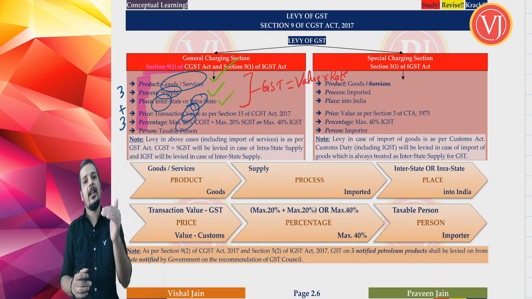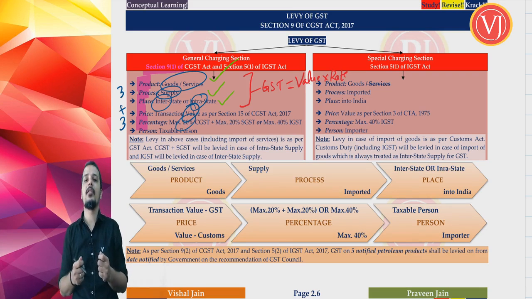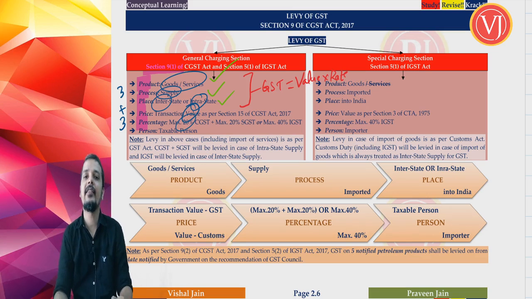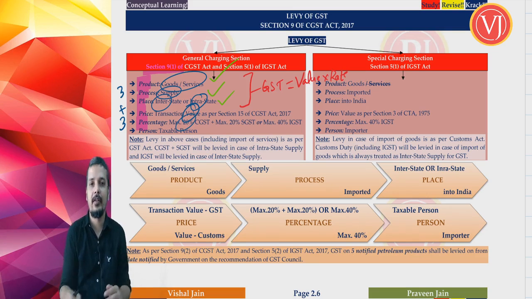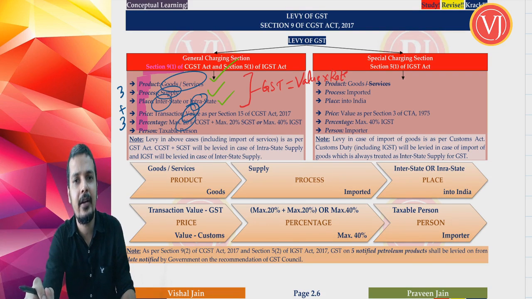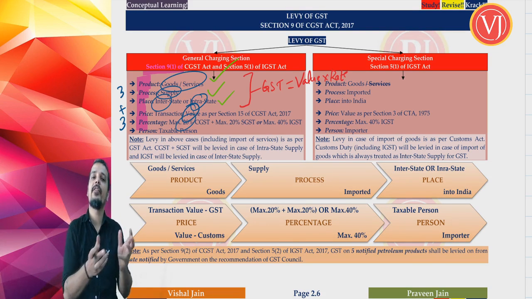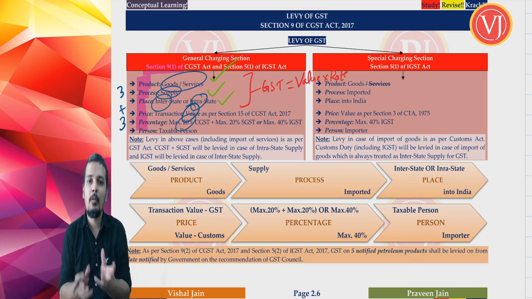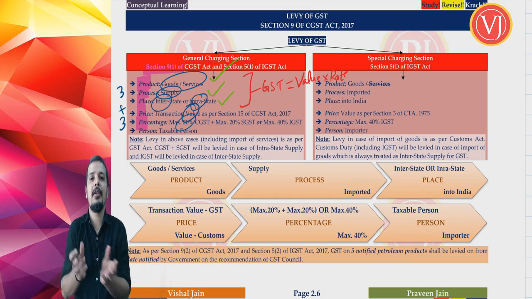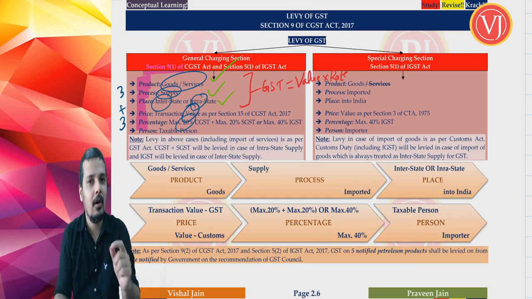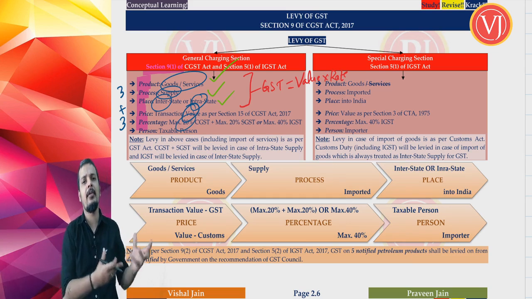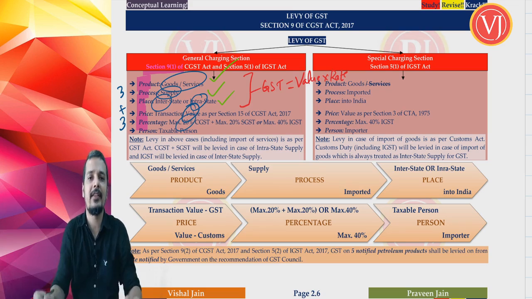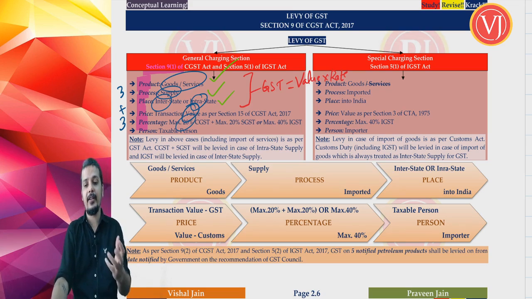The moment you satisfy the first three P's: is your item goods or services? Yes, you have satisfied product. Whether your activity is supply? Yes, you have satisfied process. Whether it is intrastate supply or interstate supply, you have to give an answer and you will satisfy place. So once you go through these three P's, GST will come. When you calculate GST, the formula will be value multiplied by rate. If you want to know the value, you are talking about price. So for assessable value as per section 15 you have to refer to a provision of GST that deals with assessable value. And then you have to find the percentage.